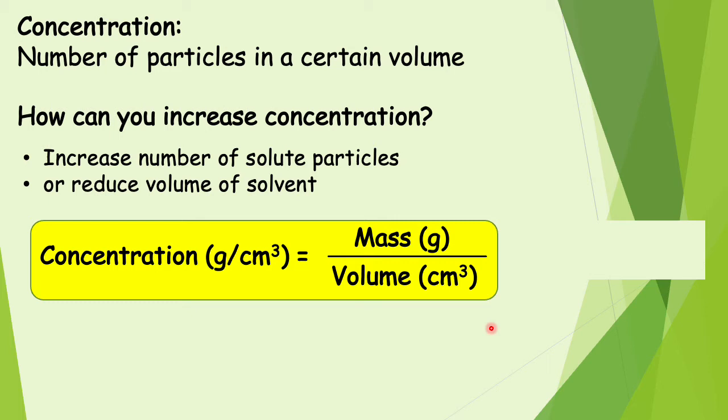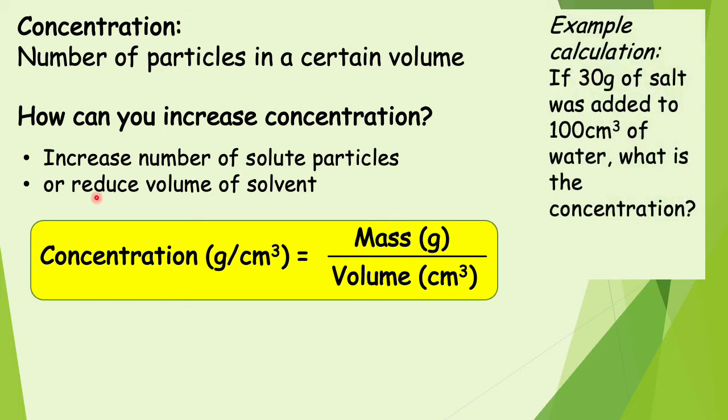Okay, hopefully everybody's now got this down in your notes. Here's an example calculation using this mathematical expression to work out the concentration of a solution. So let's say I make a salt solution. I take 30 grams of salt and that's added to 100 centimetres cubed of water. What's the concentration? Well, the mass will be 30 grams and we need to divide that by the volume, which will be 100 centimetres cubed.